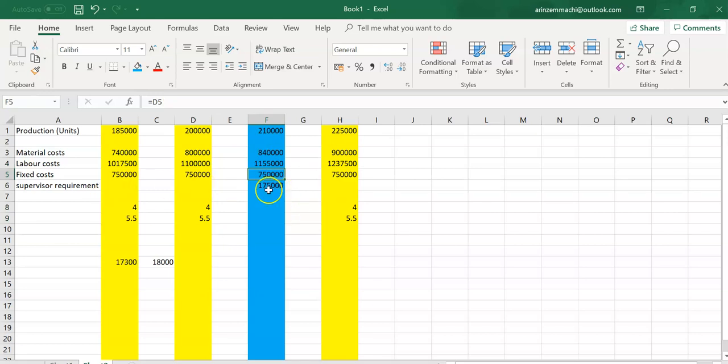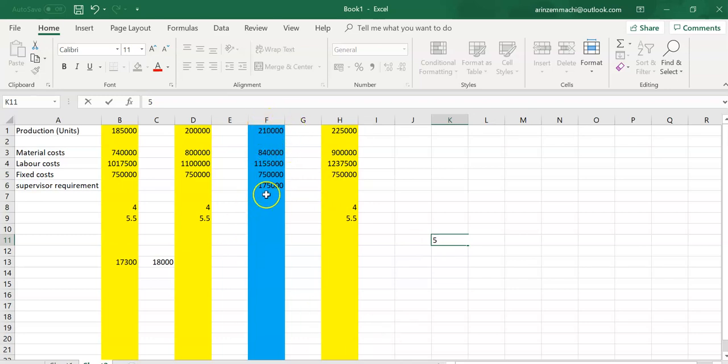Now the question about the supervisor. What I said was, if I need a supervisor for every 50,000 units to make 210,000 units, I would need 210,000 divided by 50,000, right? So that's 4.2. So technically I need to round that up because I need 5 supervisors, because it's for every 50,000 units. Once you get to 200,000, you're at 4. And once you cross that, you need an extra one, so it's 5.